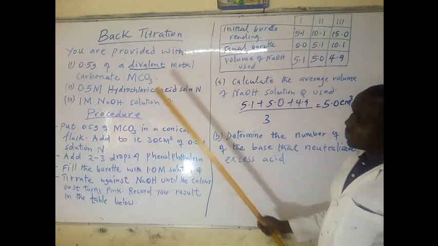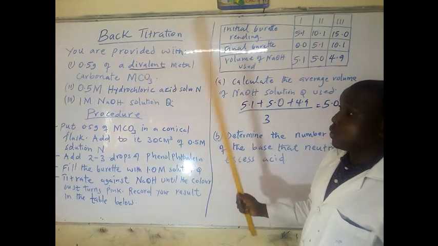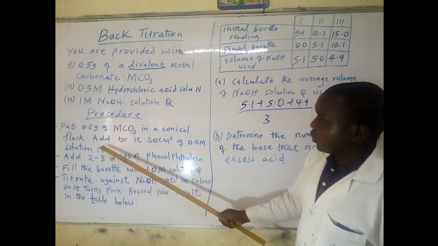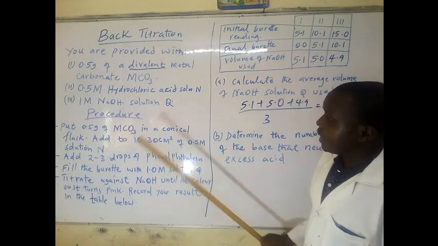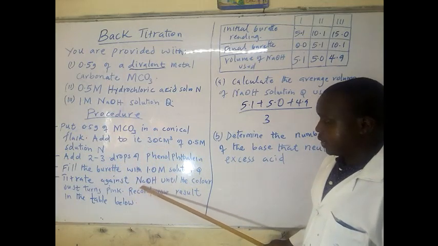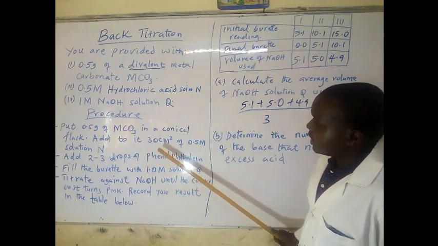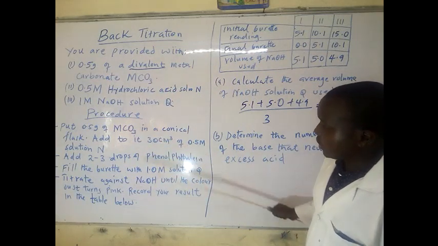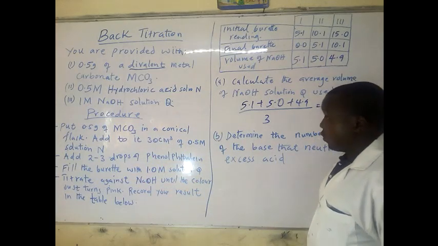But now you need to understand what happened here. I have said that in back titration, the acid is reacting with two compounds. First, the carbonate was put in a conical flask. 30 centimeters cube was added. After that, after the reaction is over, the same solution is used to titrate against sodium hydroxide. Right? Therefore, it means the acid is in excess. Some of the acid will react with the carbonate, and the remaining acid will react with the sodium hydroxide. That understanding is very essential for you to have.